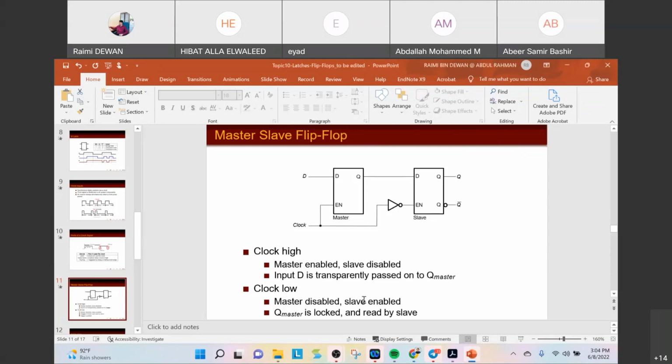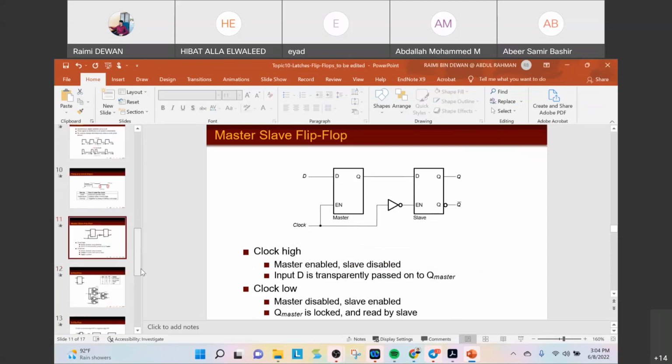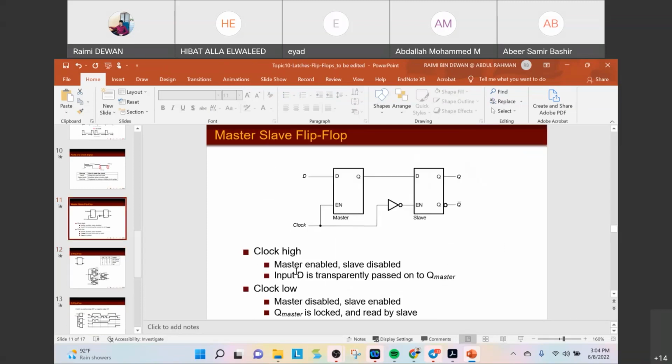Okay, so clock high, master enable, and then slave disable. Input D is transparently passed on to the Q master.